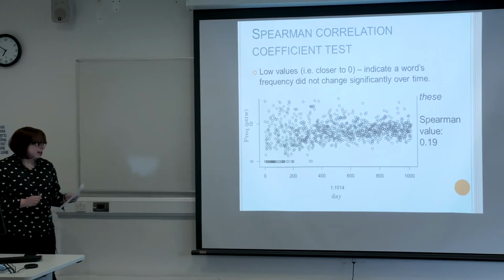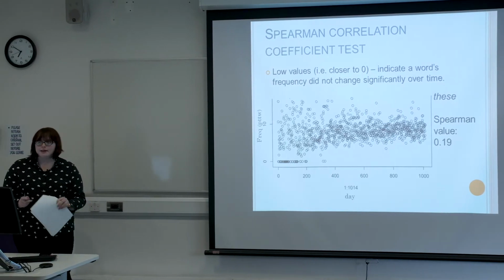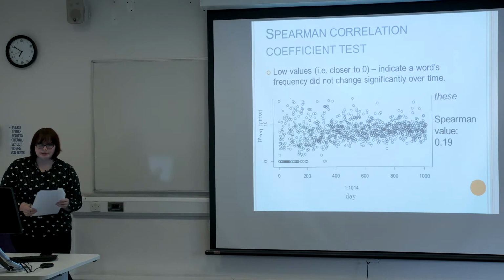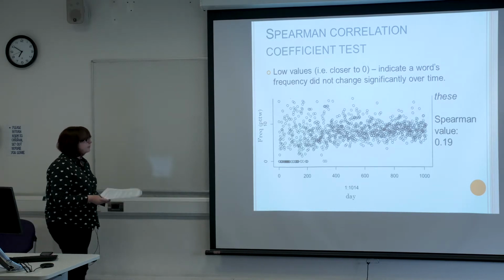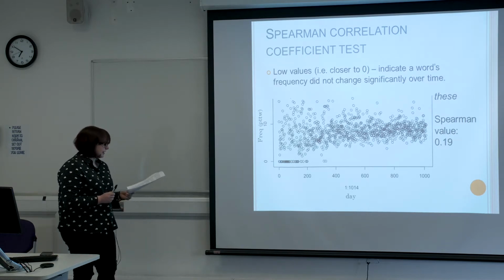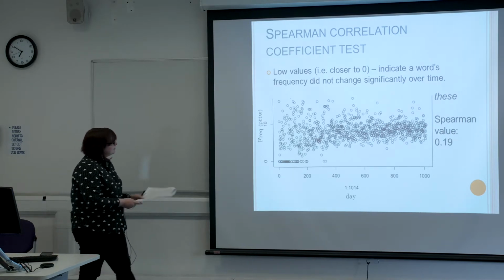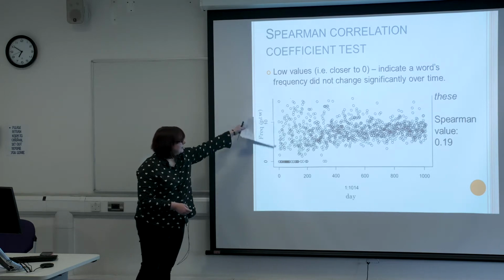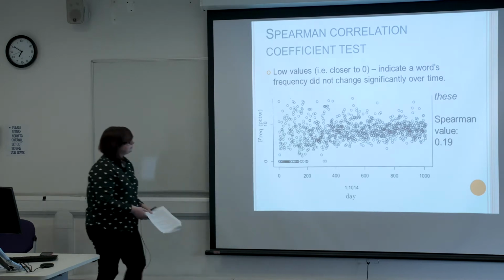A low positive value indicates that a word did not experience any significant changes in frequency. So this is the plot for the function word "these", which has a Spearman score of just 0.19, and we can see how there's very little change in frequency throughout the entire collection period.